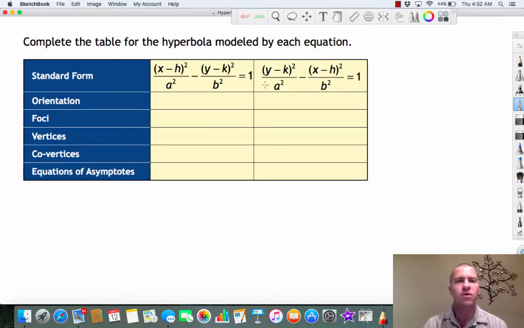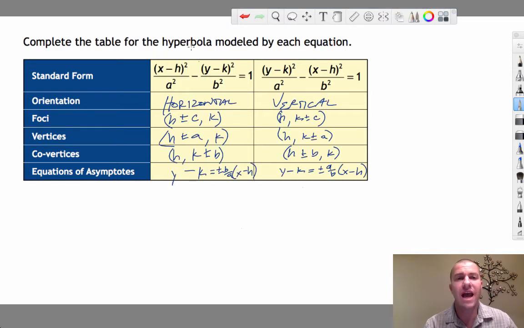So now it's going to be shifted, and you still have your h and k. The h is inside with the x, the k is inside with the y. So when the x is first, it's still horizontal. When the y is first, it's still vertical. Your foci are still c away from the center. It's just if that's horizontal, that c is going to be added to the h. If it's vertical, the c is going to be added or subtracted to the k.